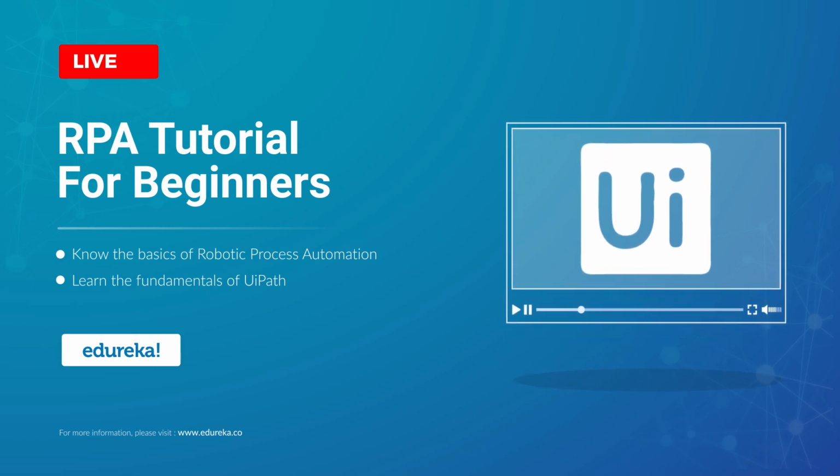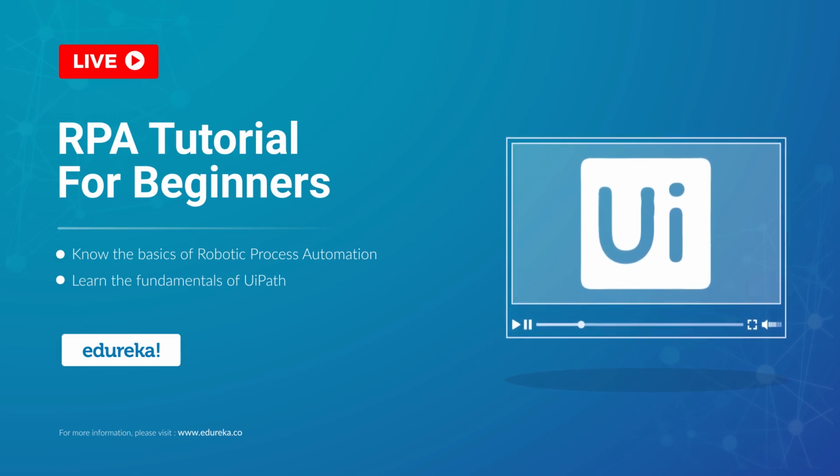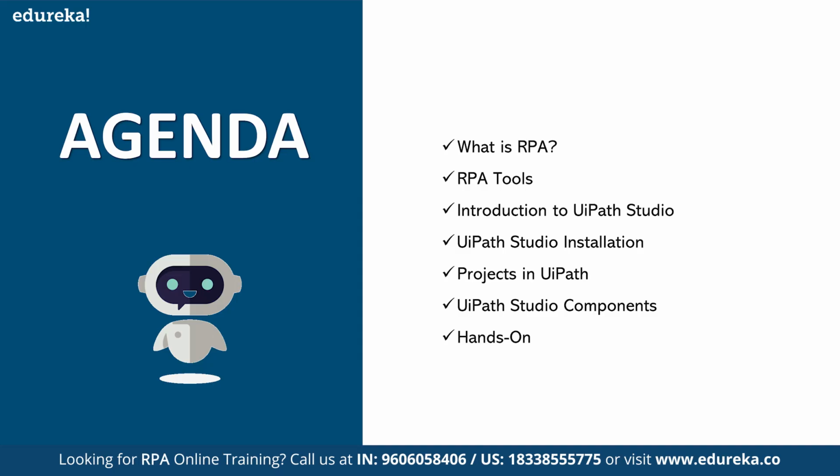Let's start today's session on RPA, Robotic Process Automation. We'll understand what is Robotic Process Automation. Today's agenda is to understand what is RPA and different tools of RPA. As we know, we are going through UiPath in this webinar. So we'll understand how UiPath looks, where we can develop the code, and how to install UiPath Studio. We'll do one hands-on project in UiPath, and I'll show you how UiPath will help us automate your business process.